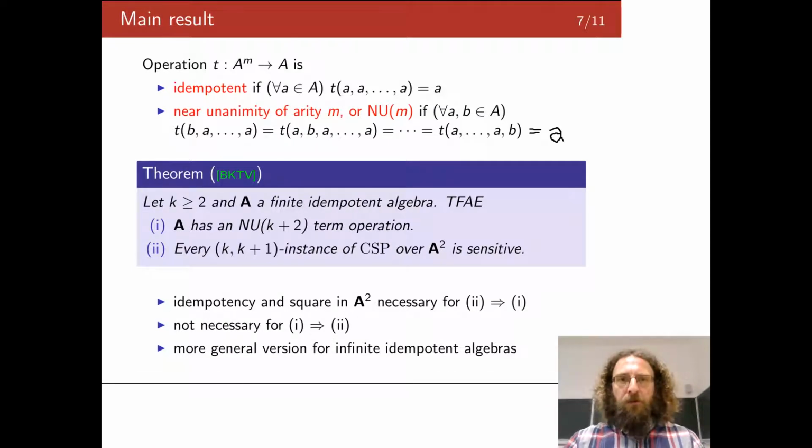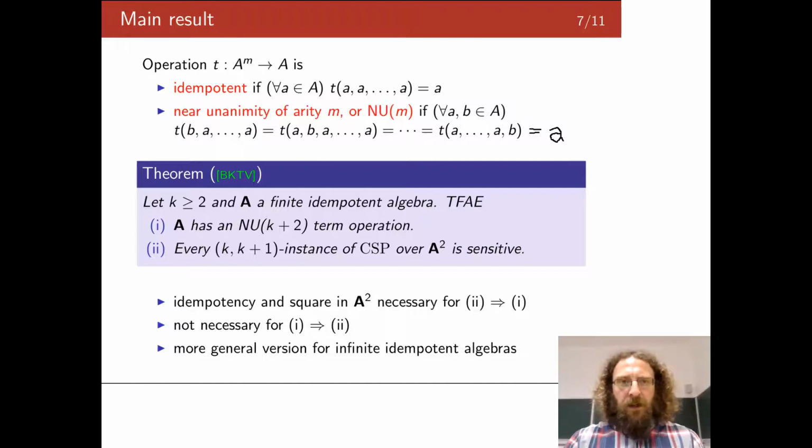We are almost ready to state the main result. For that we need two more definitions. An operation T is called idempotent if T applied to a unanimous tuple gives the unanimous value. T is called a near unanimity operation of arity m, or NU for short, if T applied to a near unanimous tuple, with one exception allowed, gives the near unanimous value.